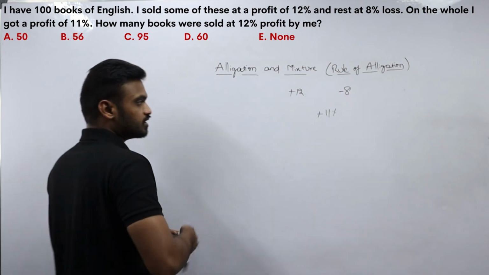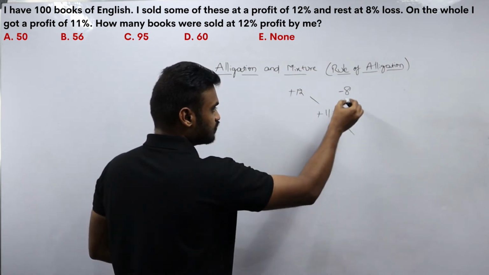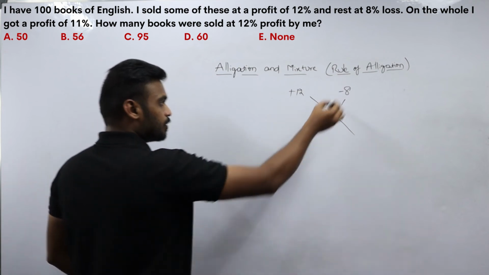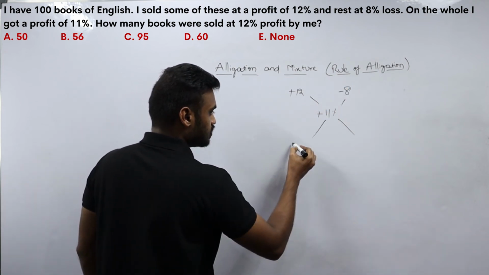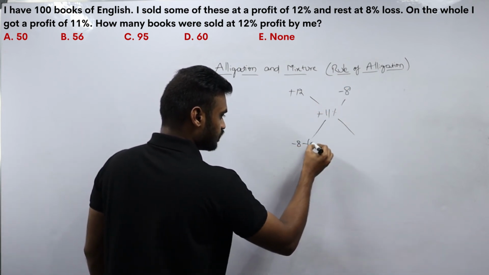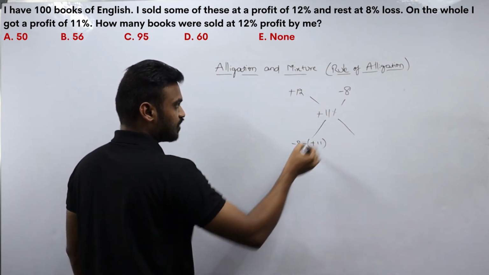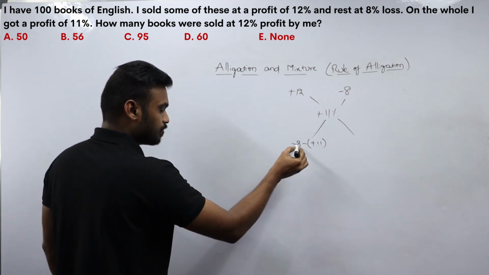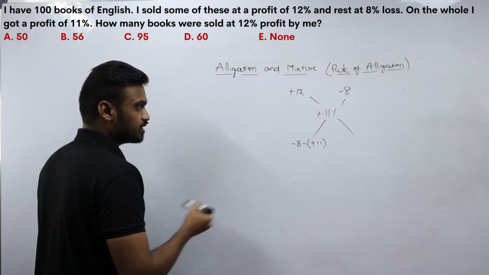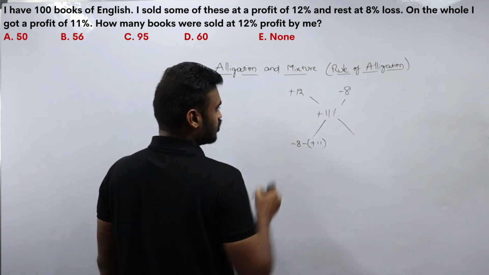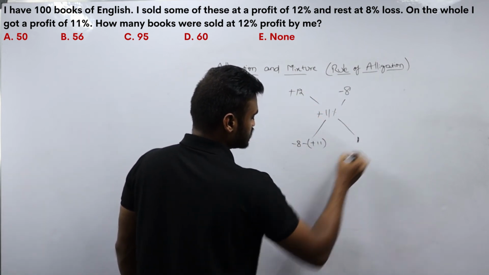Now see here, if I follow the rule of alligation, I will get the ratio. See here, minus 8 minus of plus 11. I am removing 11% profit from 8% loss, so I will get minus 8 minus 11. And also 12% minus 11%, that is 12 minus 11, that is 1%.